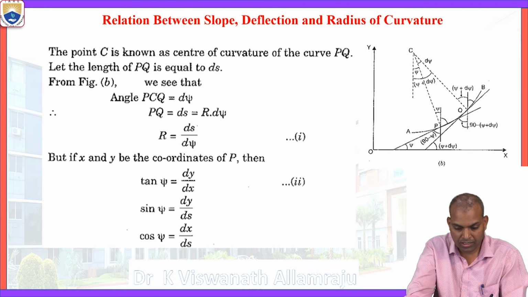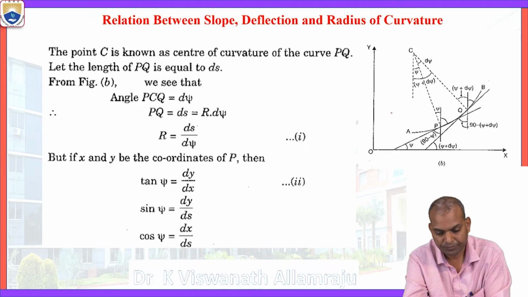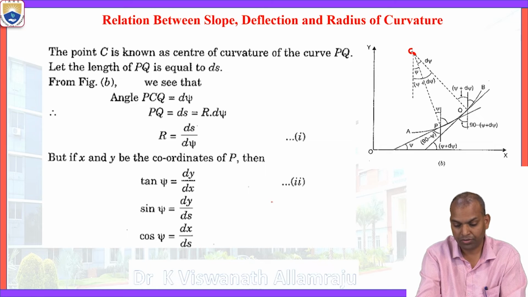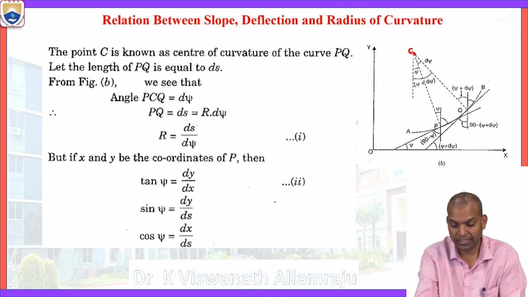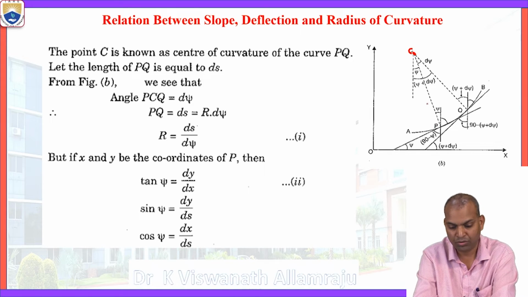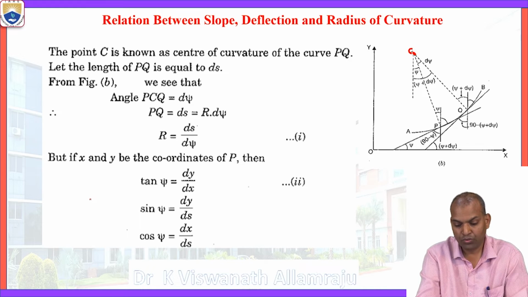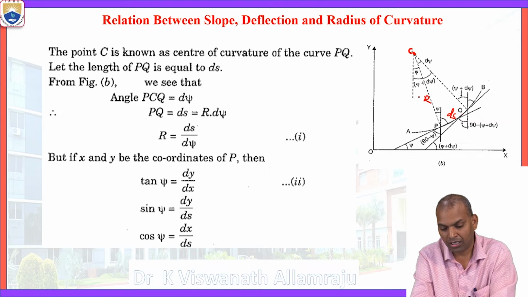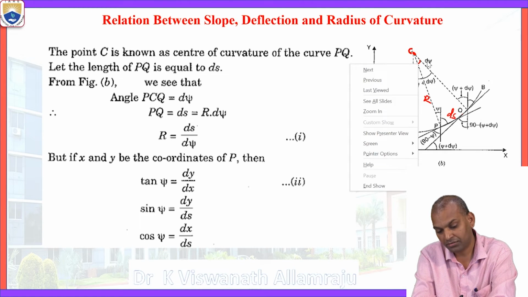Now figure B description here. What is the point C called? The point C is known as the center of curvature of PQ, with elemental radius r. The length of PQ is ds, and the angle made PCQ is equal to d psi. So PQ is ds, the radius is r, and the angle is d psi.